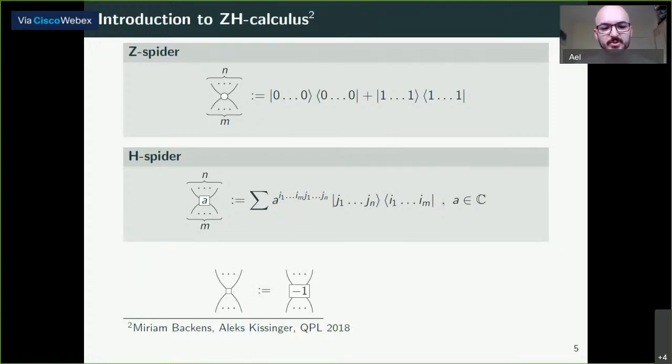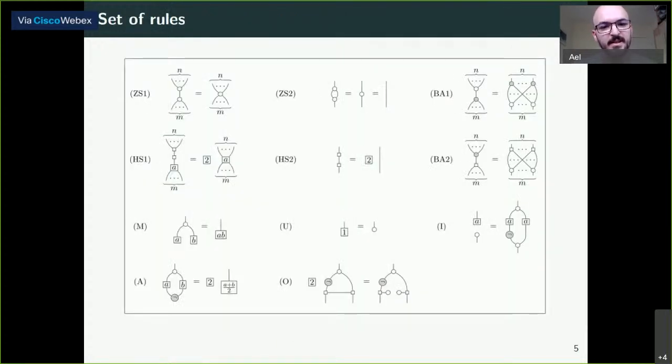When you see an H box without a phase, it's actually an H box with a phase of -1, and a doubled H box is actually an exponential phase. The ZH calculus has its set of rules, proven complete also by Miriam and Alex 2 years ago. With the classical spider fusion, it has also a rule for fusion of H boxes, the classical cancellation of H boxes. You have here the cancellation.